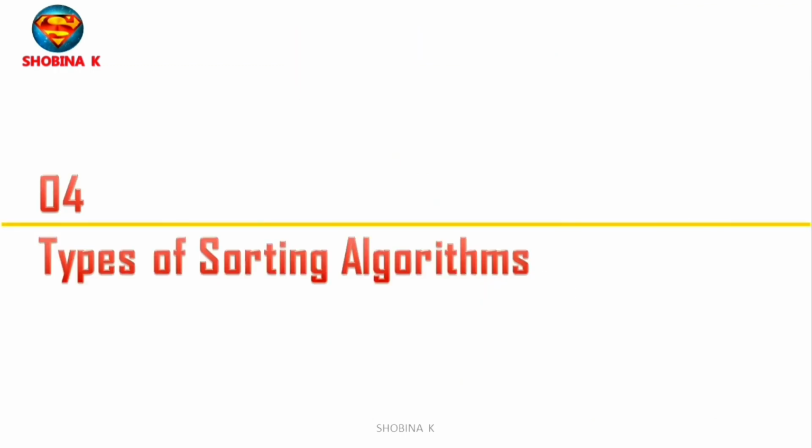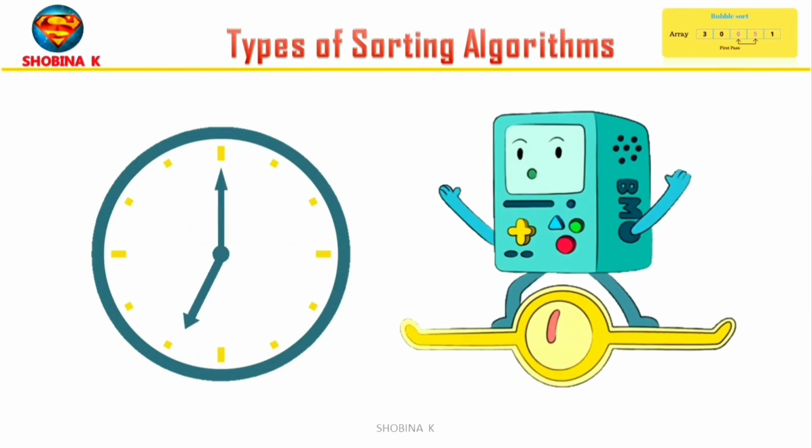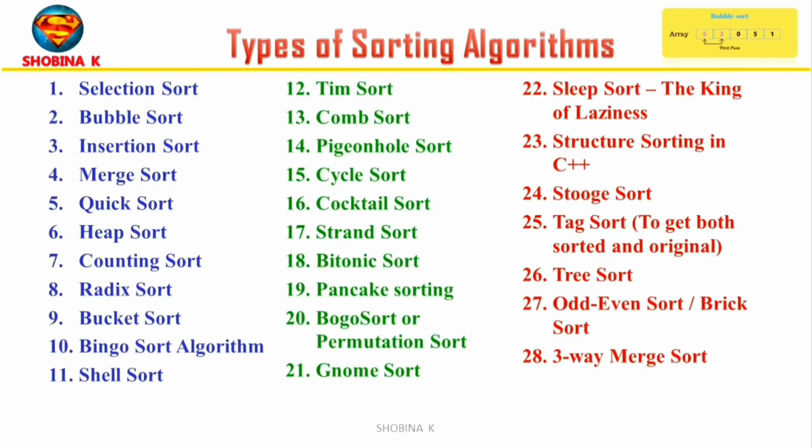And next we move on to the types of sorting algorithms. Although there are a number of sorting algorithms, the best algorithm is the one which can solve a problem in minimum time and with minimum space required to do so. Some types of sorting algorithms are listed here. The bubble sort algorithm is the most basic among all of these.